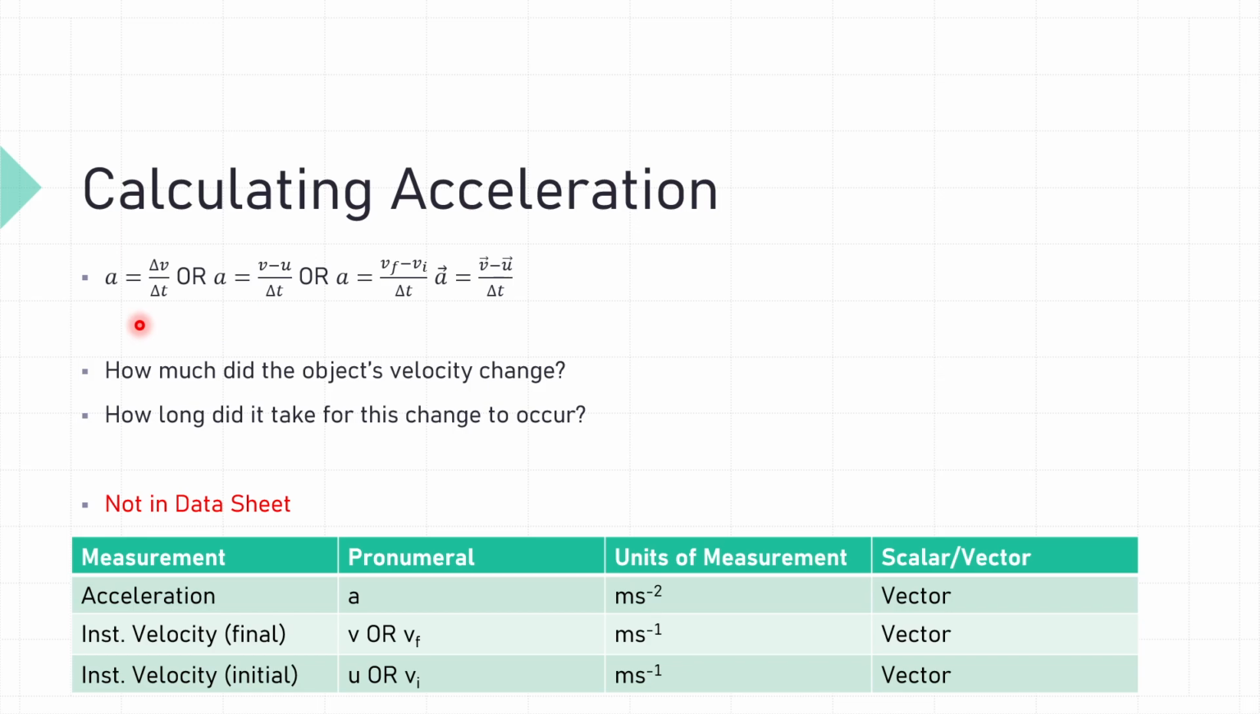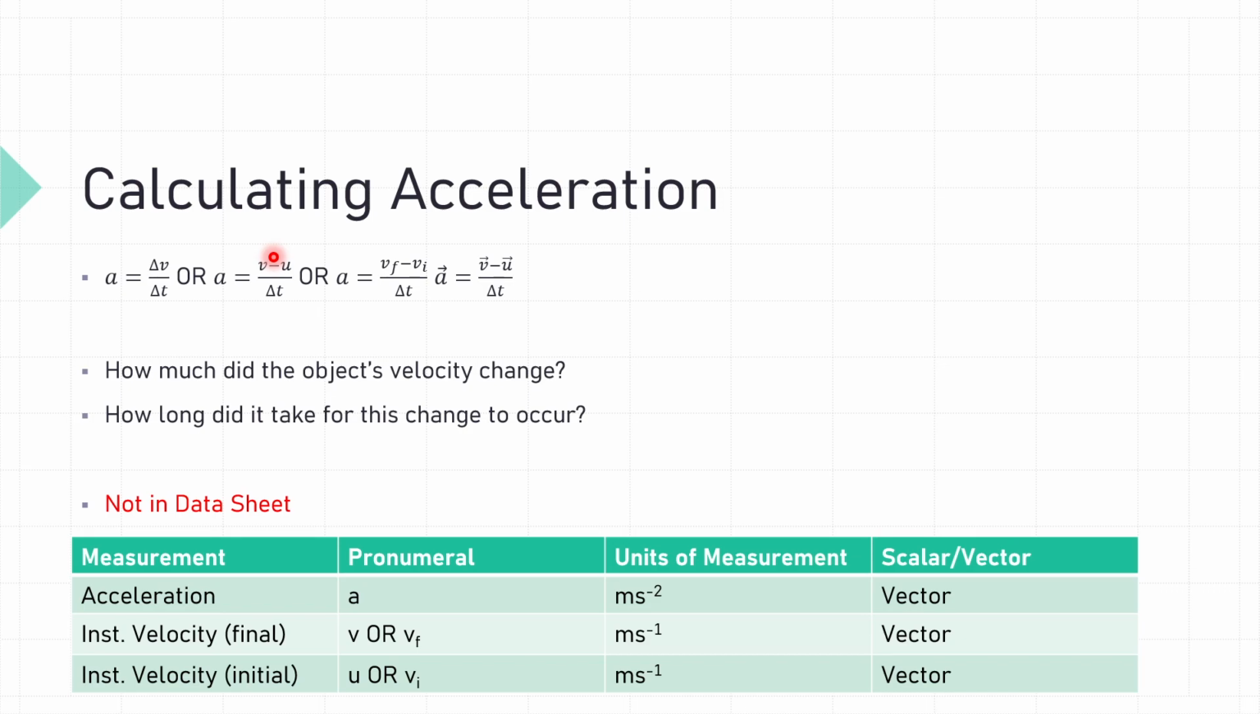Generally speaking, you'll see one of these equations representing acceleration. We might see delta V, change in velocity, over delta T, change in time. We could also show this delta V concept as V minus U. A lot of the time, if we can find the instantaneous final and initial velocities, in other words, V for final, U for initial, we can put them into our calculation because that's how we generally calculate changes in things. We take the final measurement, subtract the initial measurement.